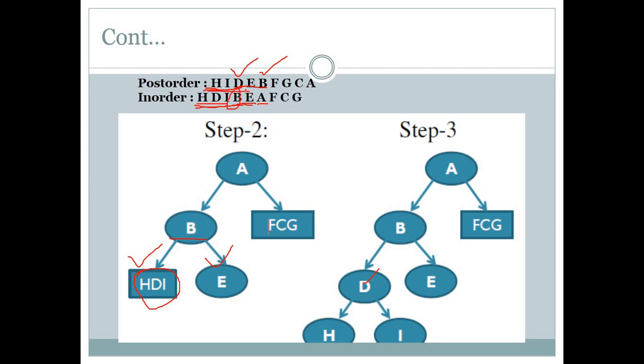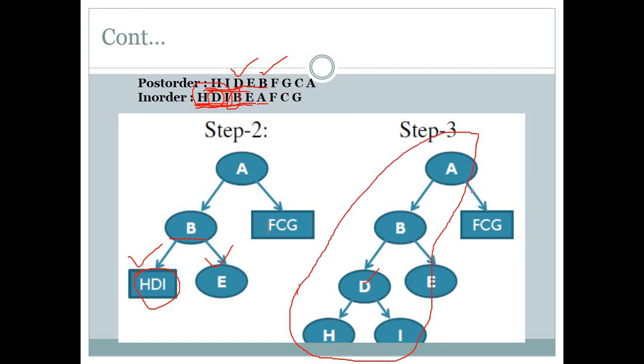After it we can see that in our in order traversal for H, D and I, D is in the middle. So in order traversal says that the root will be in the middle, H will be on the left side and I will be on the right side. So we will put H on the left side and I on the right side. Okay, so this is the creation of the left side of our root node A.